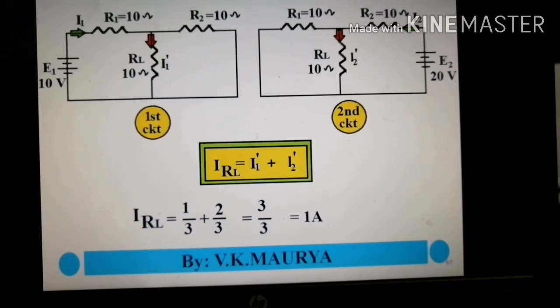This is the value of current. 1 ampere is passing through the RL, that is 10 ohm, with the help of superposition theorem. Now see the next one.